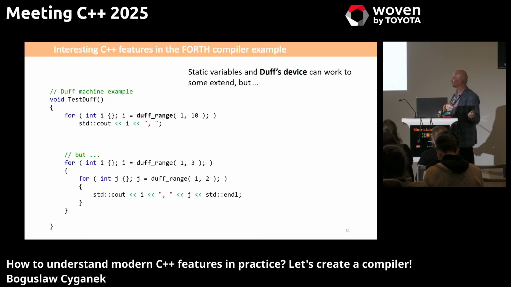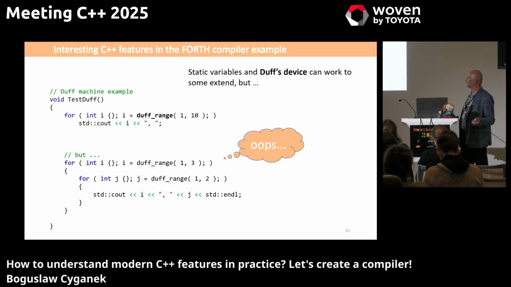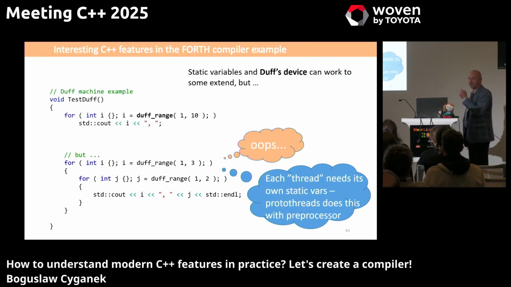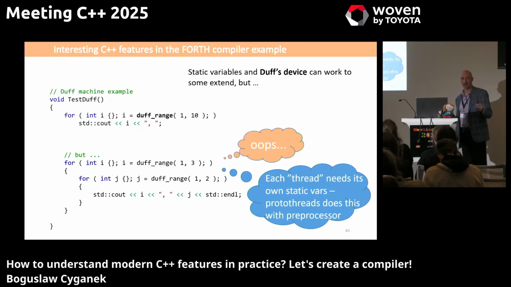But look at this. If I wish to have 2 ranges, oops, I will have some values, but not expected ones. Yeah? So what to do? But it is possible. This is what proto-threads are doing with some macro stuff. They are producing new static values for each proto-thread, and it works.